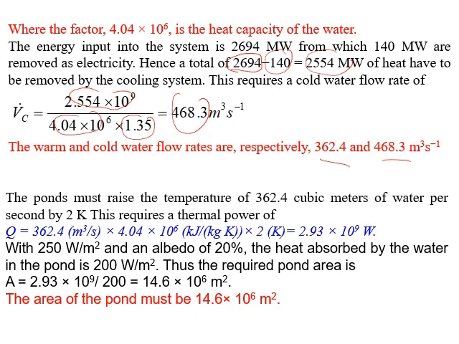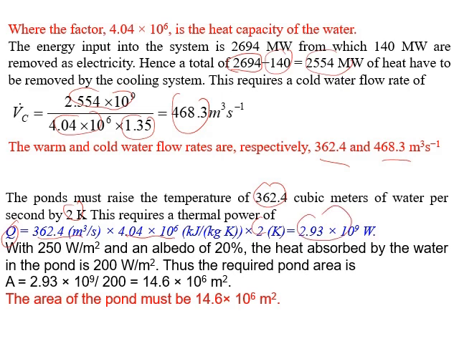Now the pond must raise temperature, okay. This is the flow rate, by 2 Celsius, or 2 Kelvin, let me say. Then the thermal power will be flow rate times heat capacity times 2. This is how much the power is.